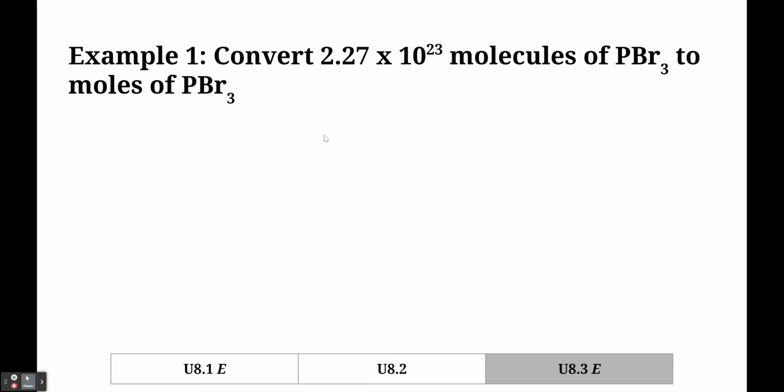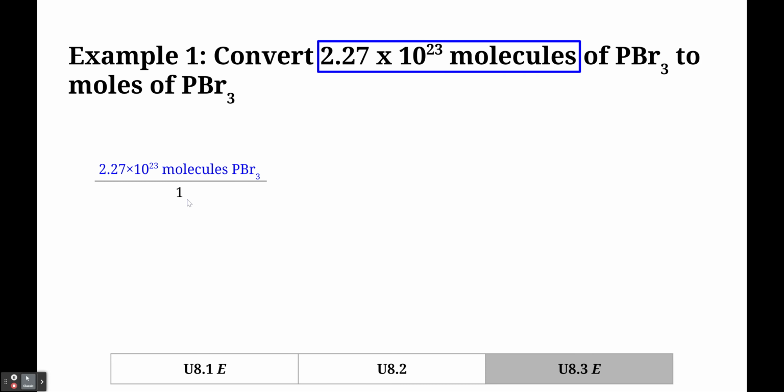So here is where we get into our math examples. This is what we'll have to do. We'll have to do different conversions. So in this example, we are converting 2.27 times 10 to the 23rd molecules of potassium tribromide, PBr3, to moles of PBr3. If you can remember from first semester, we are going to take our starting value that we're given, so 2.27 times 10 to the 23rd molecules of PBr3, and we are going to put it over 1 in a fraction.